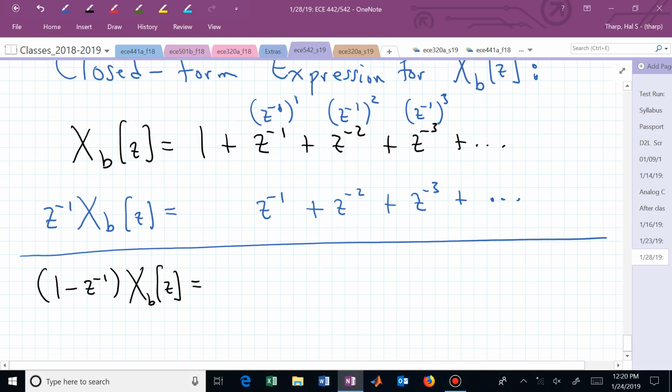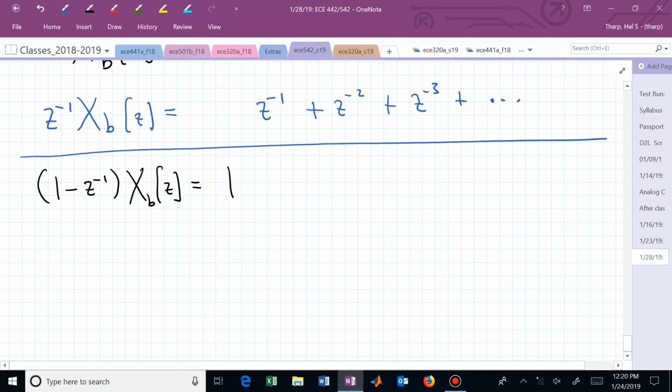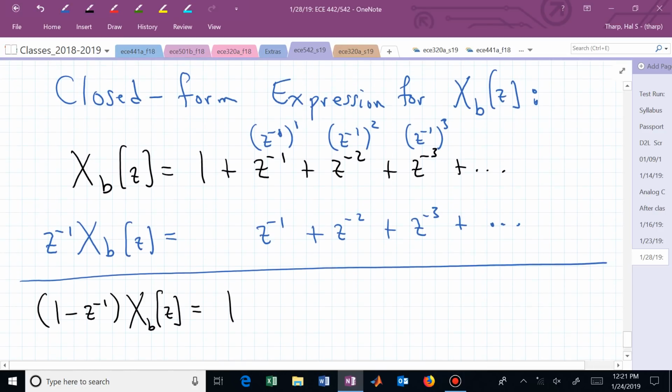The tails look the same, so all of those terms cancel except for the very first one. And now we can see that if we divide through both sides by this expression, 1 minus z to the minus 1, we'll end up with x sub b of z equaling 1 over 1 minus z to the minus 1.